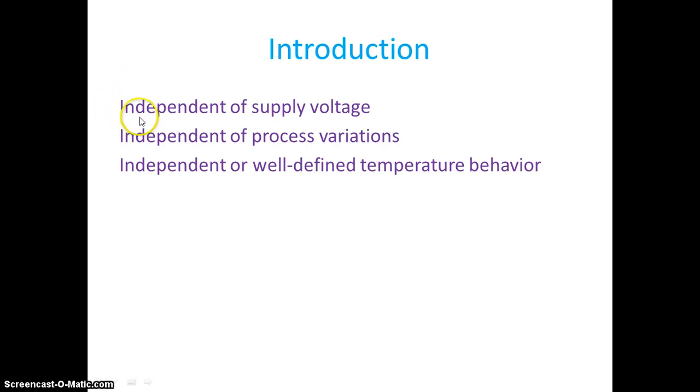First, I want to have a reference independent of supply voltage. As you all know, there will be some small fluctuation in the VDD supply that needs to be overcome. It must also be independent of process variation, that is, the manufacturing process, like VTH or mobility. Then it needs to be independent of temperature behavior. These are the things we discussed earlier.